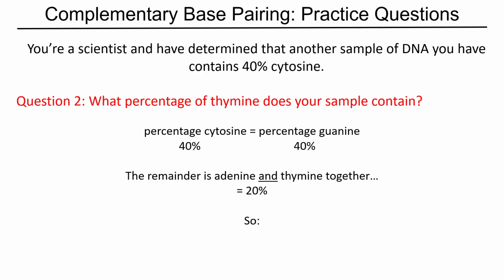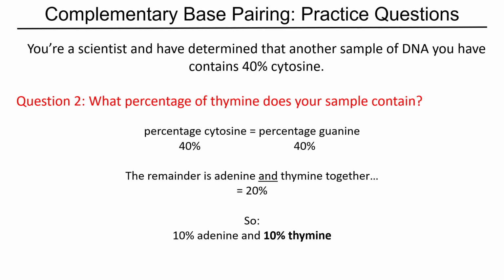So that means that 10% of our sample is going to have adenine and 10% of our sample is going to have thymine. And then again, let's just do the math to make sure that adds up to 100. So 40% cytosine, 40% guanine, 10% adenine, and 10% thymine. That equals 100%. So we're good to go.